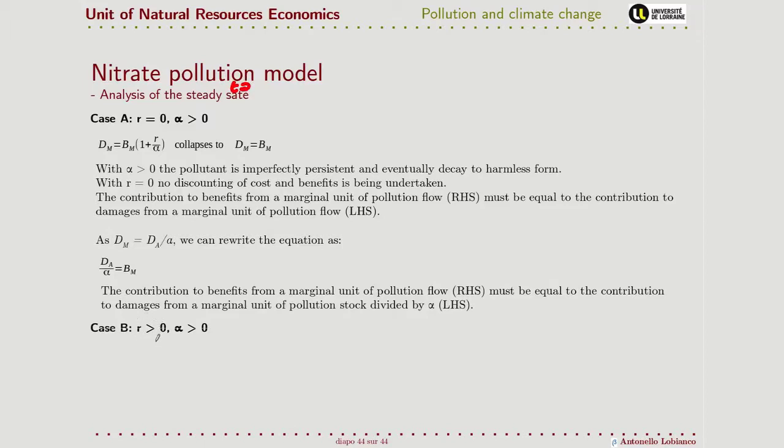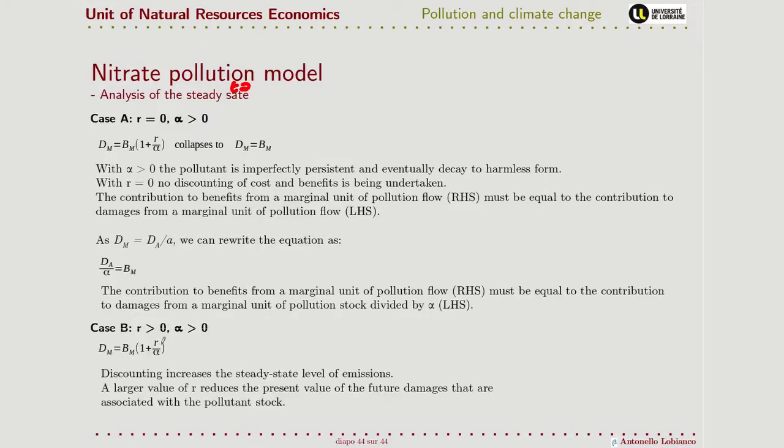instead we have a discounting, while alpha, the decay, remains positive. What do you think will happen when we have a discounting? Well, as the benefit is immediate, but the damage is future, of course, if we set up a discount rate, we care more about the present and less about the future. So having this positive rate will increase the level of consumption, the level of fertilizer that we use today, and we care less about damage.